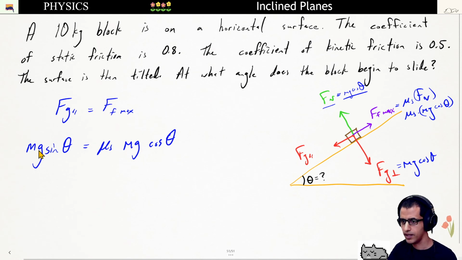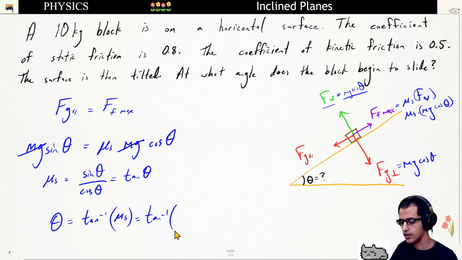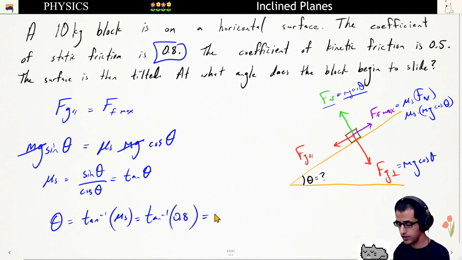Now we just do some algebra. The mg cancels out on both sides. We get mu s is equal to sine theta over cosine theta. Sine theta over cosine theta is tan theta. So then solve for theta. Theta will be equal to the inverse tan of the coefficient of static friction, mu s, which is here.